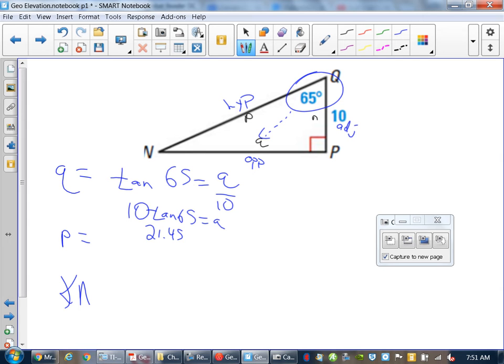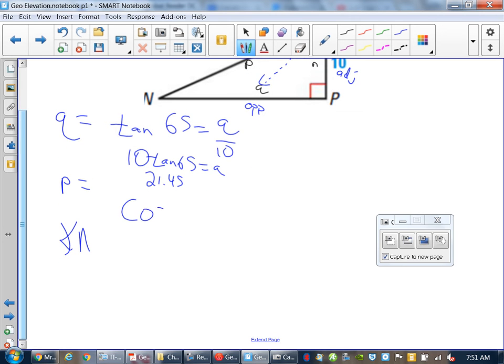Do the same thing with little p. I am given an adjacent. Little p is a hypotenuse. What trig function is adjacent and hypotenuse? Cosine. Over t. Now there, I have to do the exchange-o, change-o. And you get what for the hypotenuse? 23.66.